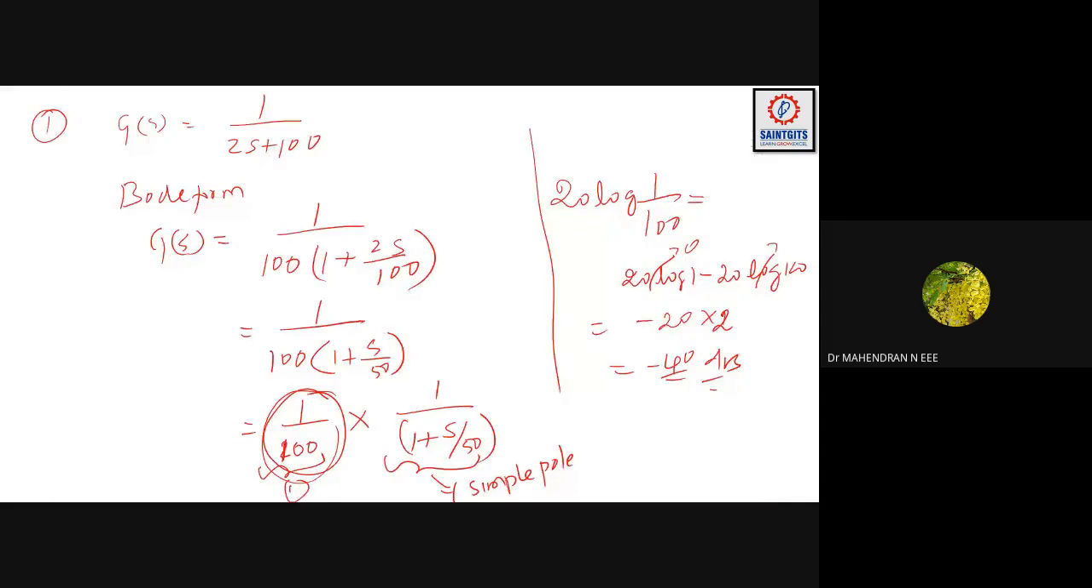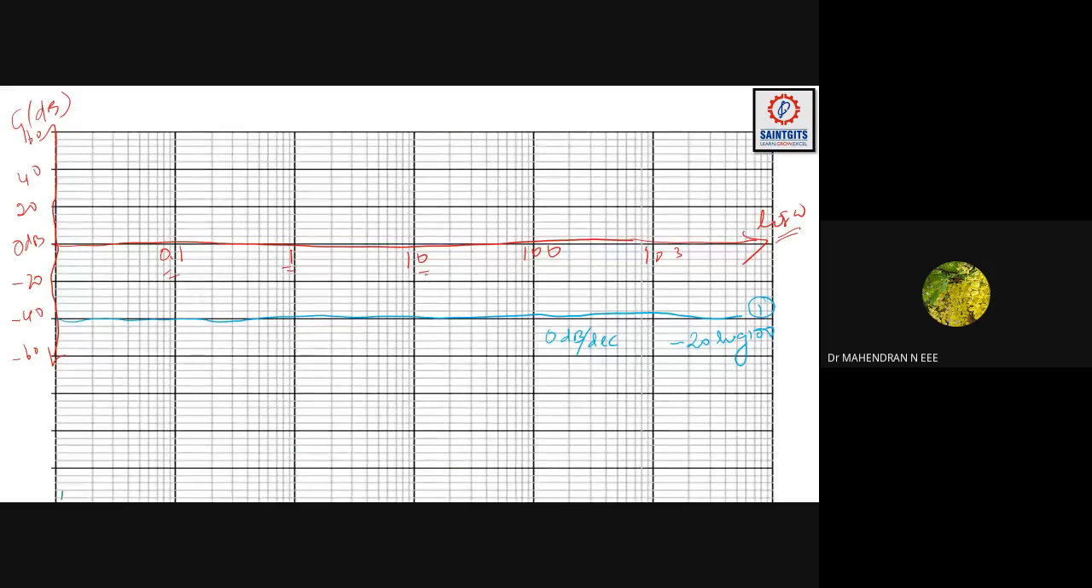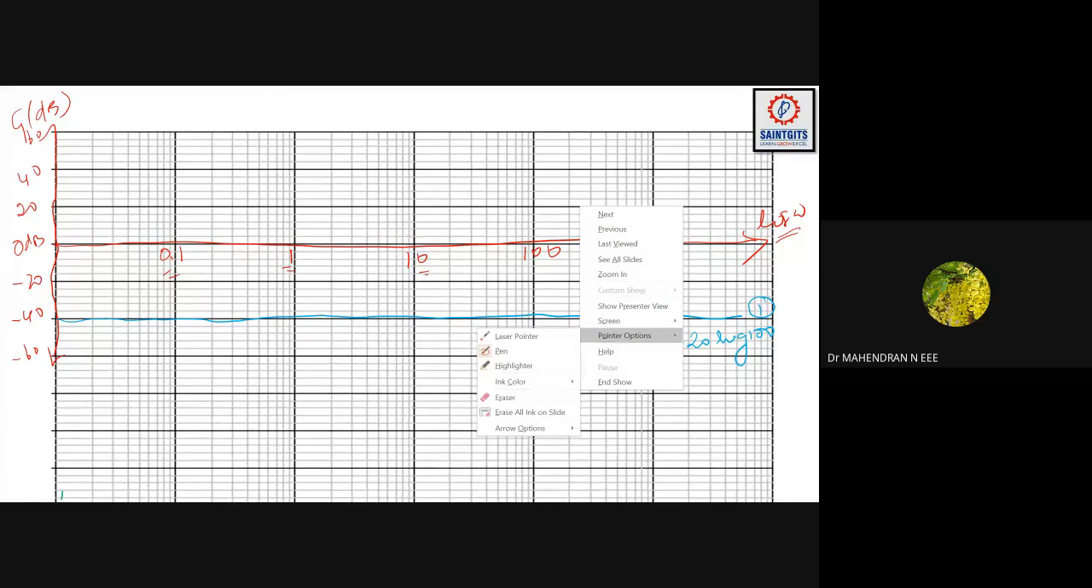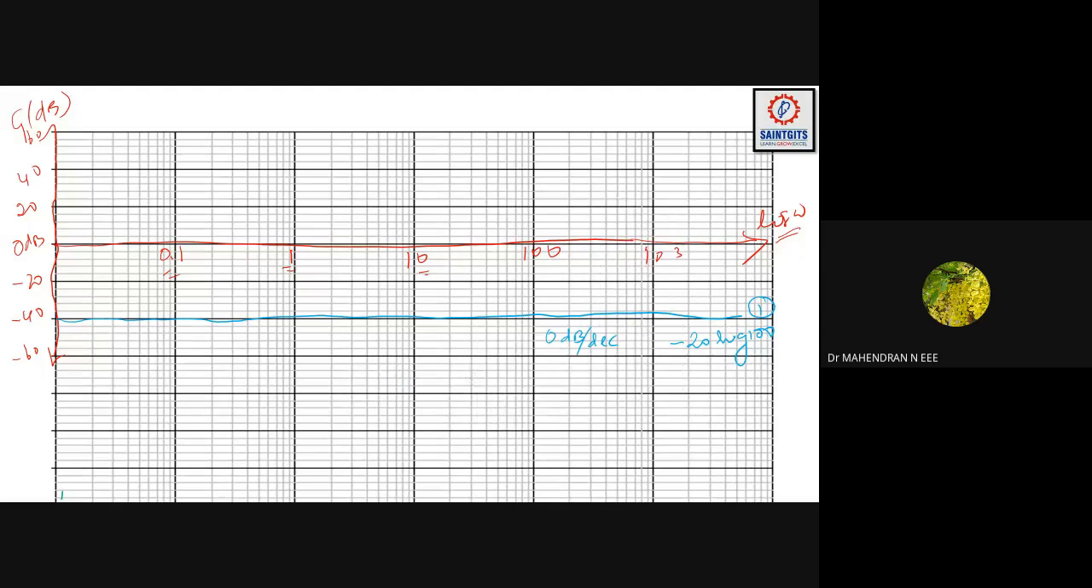The first element is nothing but 1 by 100, and the second element is 1 by 1 plus s divided by 50. So 50 here, and it is a simple pole. Am I right? It's a simple pole added with 1, so I can choose a different color to represent this.